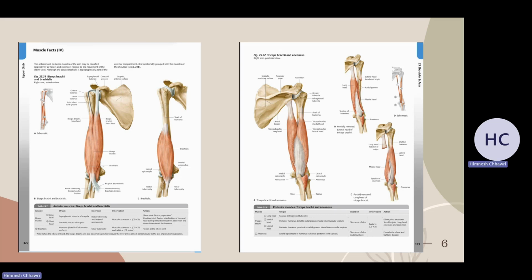So the biceps brachii has two main heads. It has the long head and the short head. The long head originates from the supraglenoid tubercle, which is from the glenoid cavity. There's a tubercle on the superior part of the glenoid cavity.